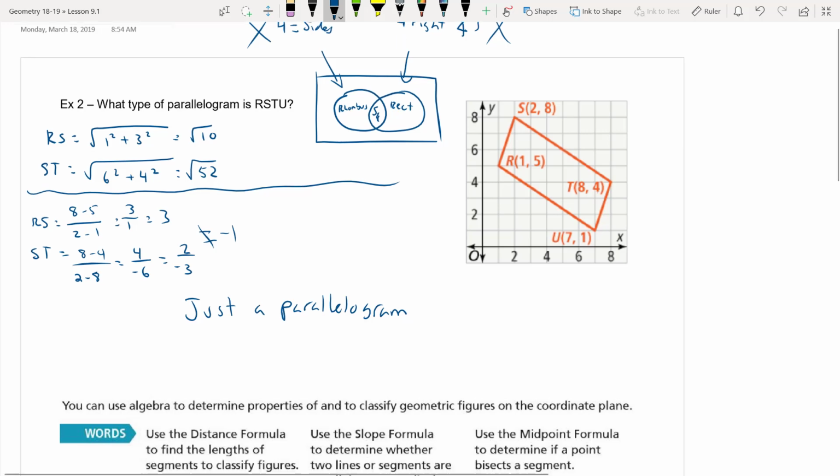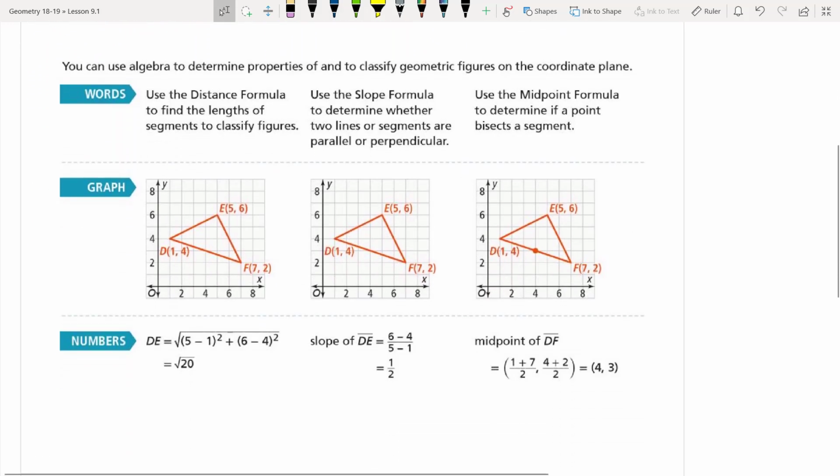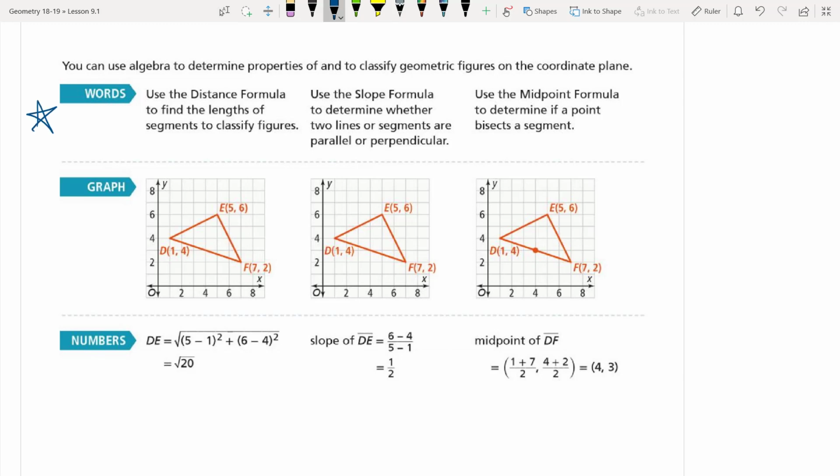This last piece in your notes is so awesome. This is one collection of all 3 formulas and an example of each one. So you've got your distance formula, you've got your slope, and you've got your midpoint, and it really does a good job of describing what each one does. I would reference this as often as possible when I get stuck.